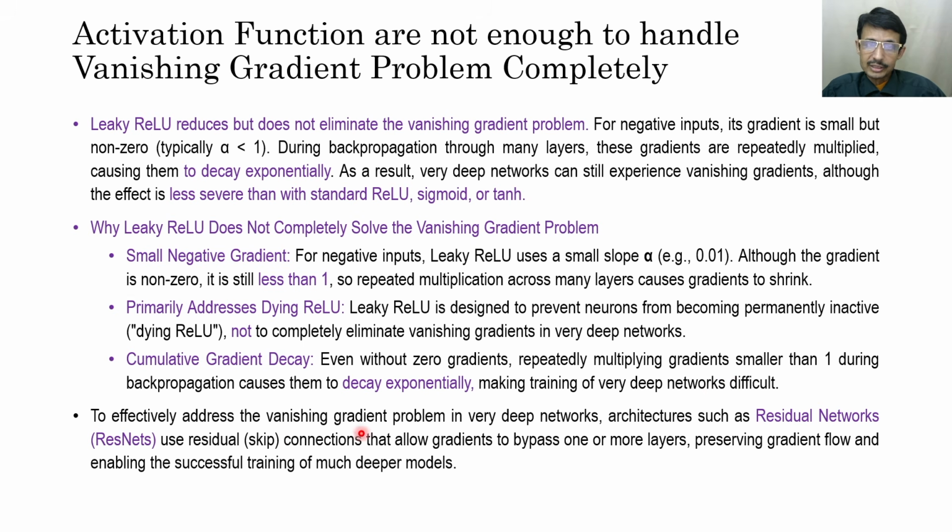To effectively address the vanishing gradient problem in very deep networks, architectures such as residual networks, ResNet, use residual skip connections. These allow gradients to bypass one or more layers, improving gradient flow and enabling successful training of much deeper models. That we will understand.